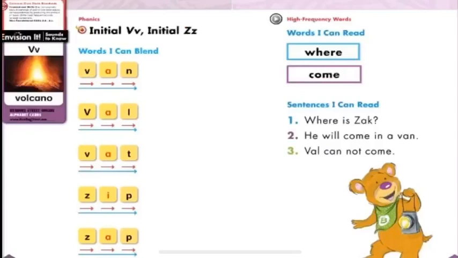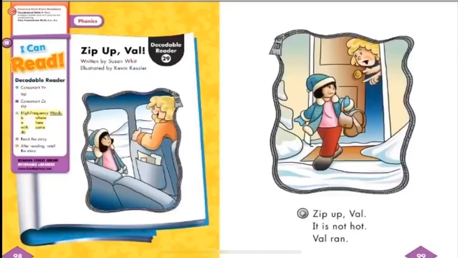He will come in a van. Val cannot come. As you can see here at the end of this sentence, I used a period, full stop. Why? Because it is a telling sentence. Now, let's begin with our story. As I said, I want you to focus very well on what is the main idea in the story.